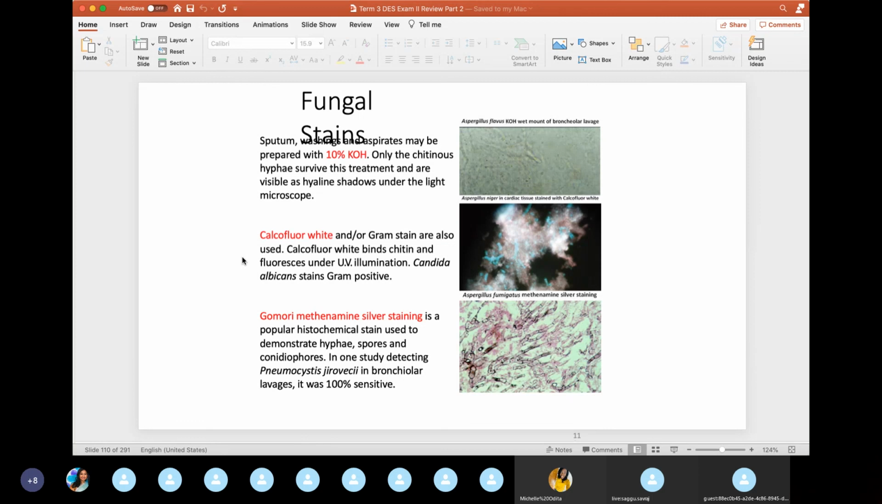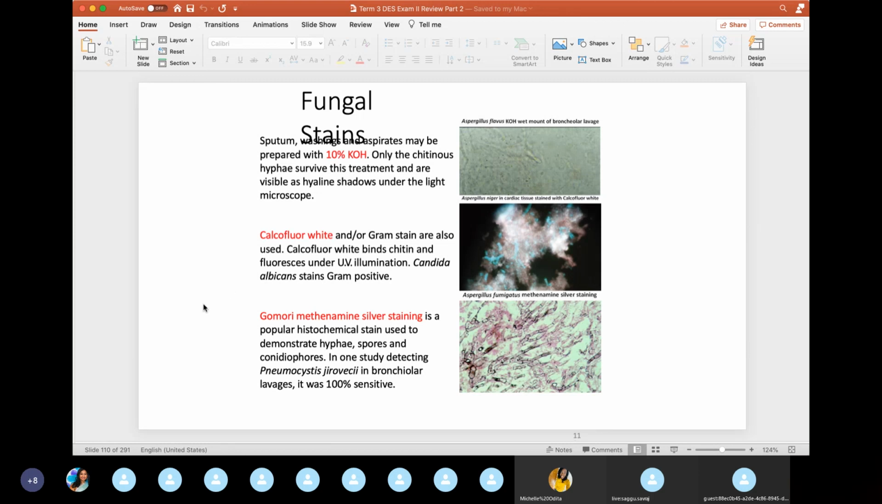When are we going to use the silver stain? High yield, PJP, your Pneumocystis jirovecii, right? So you do a bronchoalveolar lavage of a patient, and then you stain this. If you suspect Pneumocystis, you stain it with silver stain.